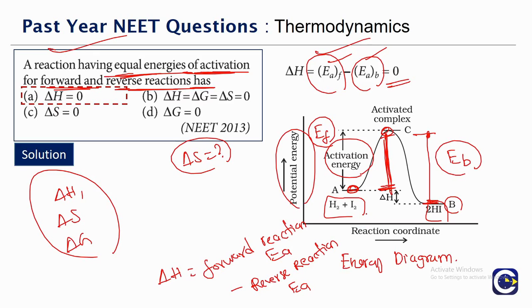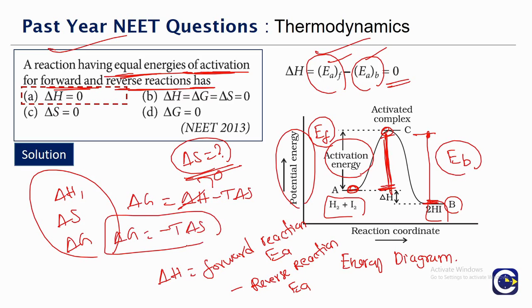If we are not able to know about delta S, we cannot say anything about delta G either, because delta G is equal to delta H minus T delta S. Here delta H is 0, so delta G is equal to minus T delta S. If delta S has some value, then delta G also will have some value. So what is the correct answer? Only delta H will be equal to 0. We cannot comment on delta S as well as delta G.